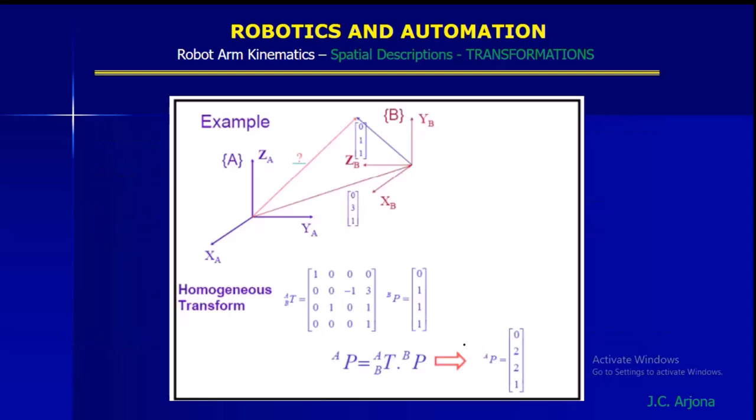This is the example for determining the final position. The question is, what will be the final position with the given position and the orientation of the frame B? So I will solve this one in the next video.